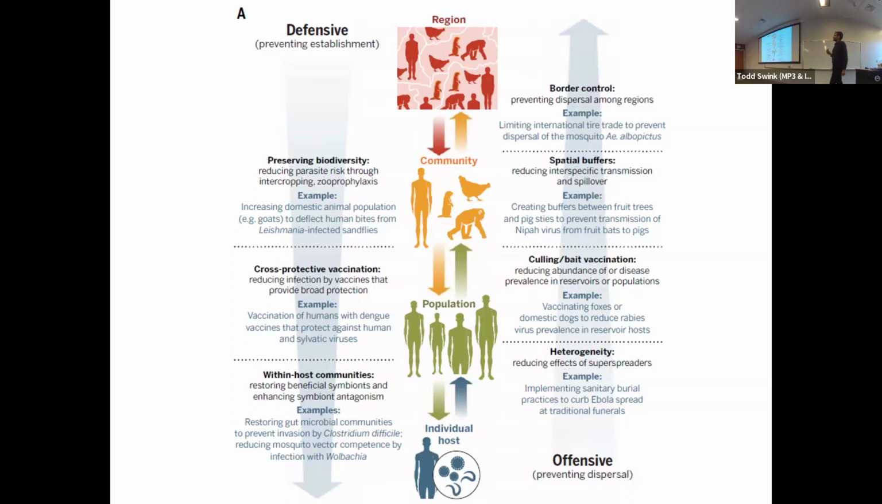So what we did here was think about, well, if that's the case, what have we learned from ecological theory and community ecology in general? We also thought about invasion ecology, and there are two approaches that are often used when we try to understand these processes. One is the offensive approach, and when we think about invasion ecology, what we're trying to do is prevent dispersal from one place to another.